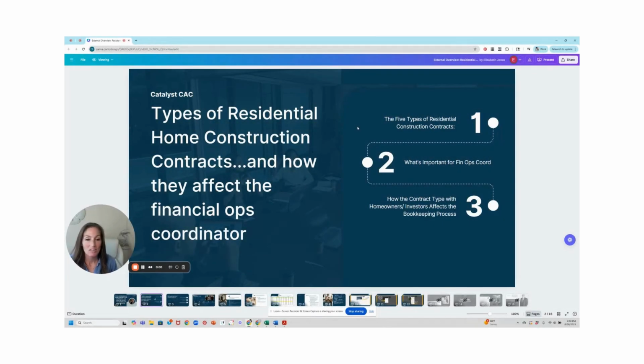All right, let's get to it. So we're going to talk about the 5 types of residential home construction contracts. We're going to talk about what parts of those contracts are important for your FinOps coordinator to know. And then we are going to talk about how the contract type with your homeowner or investor affects the bookkeeping process.